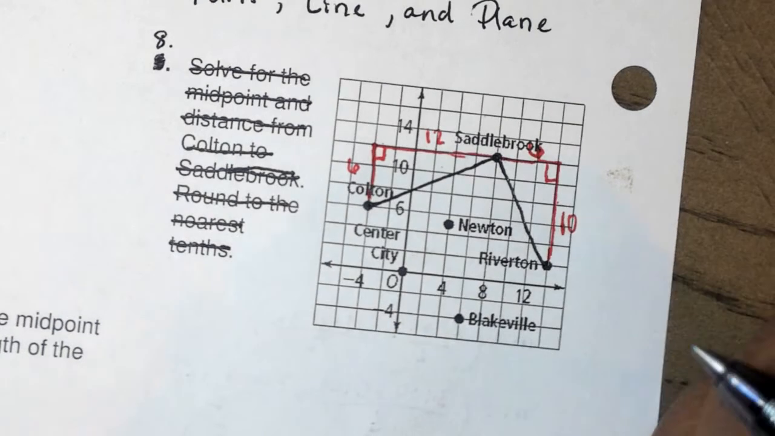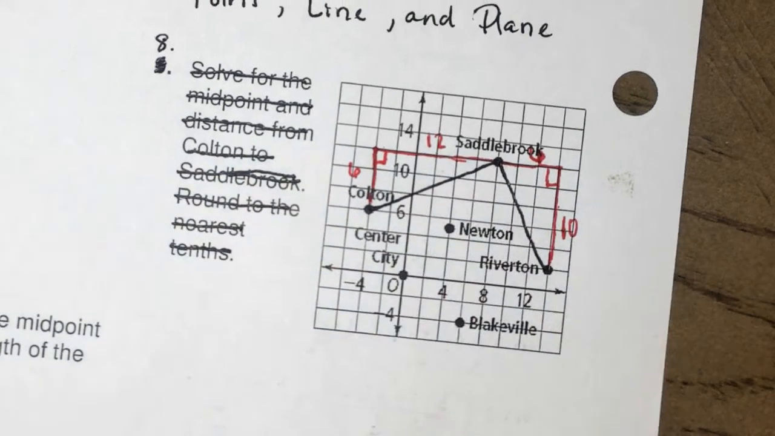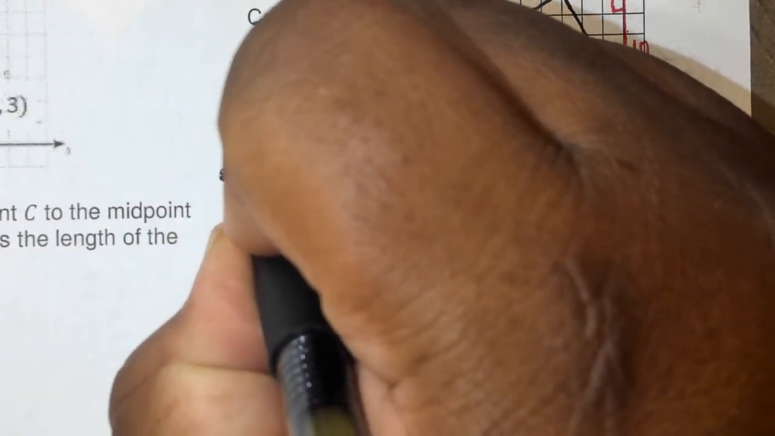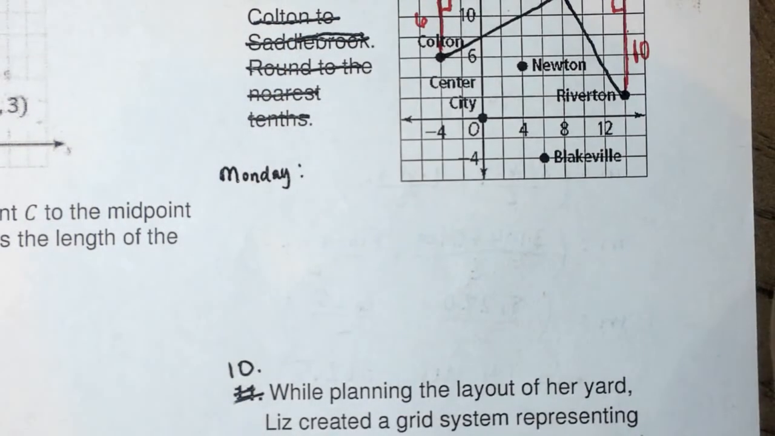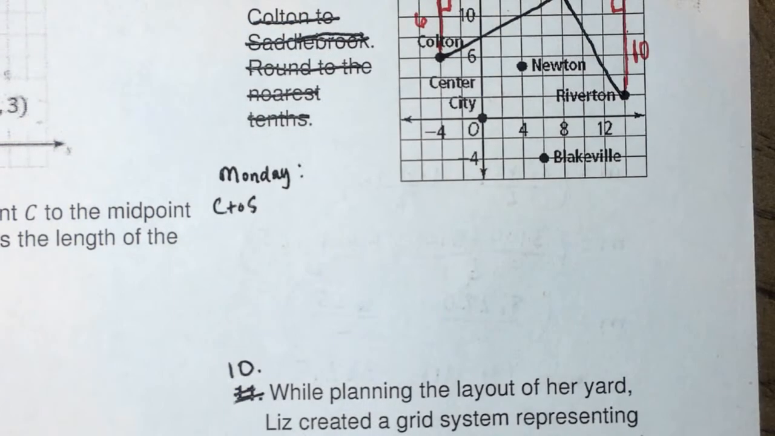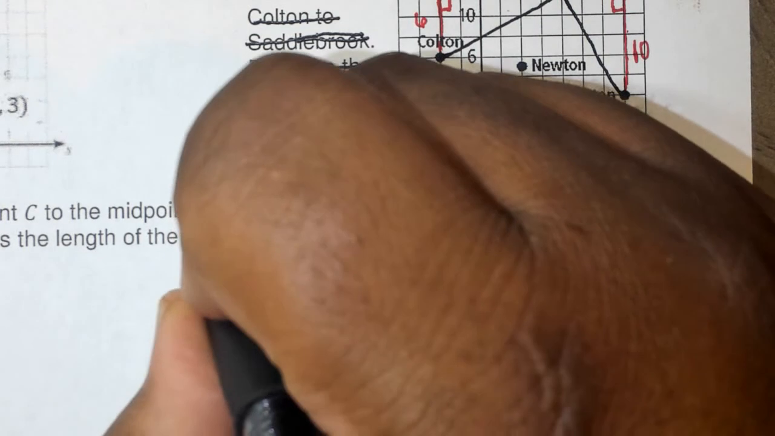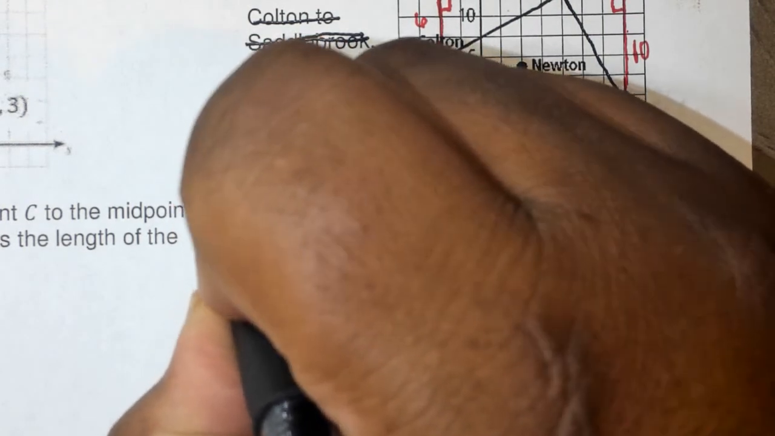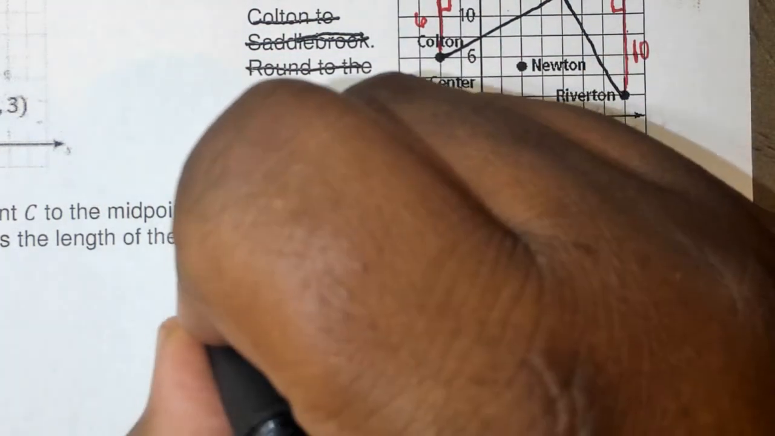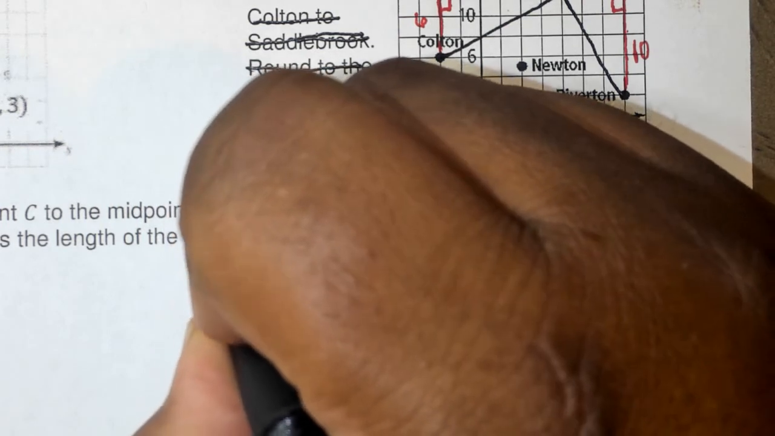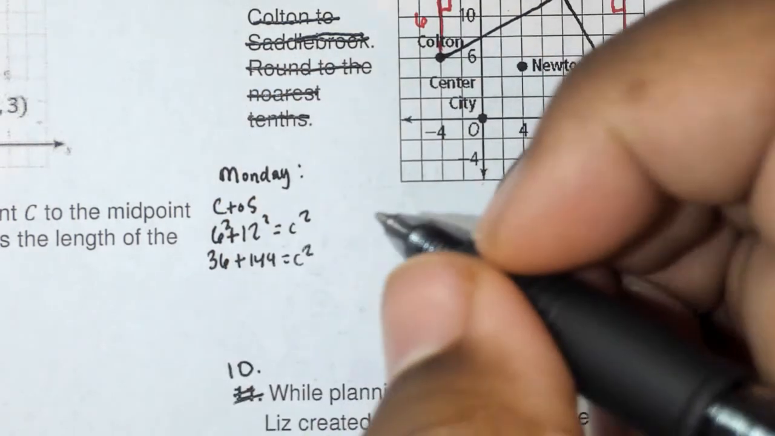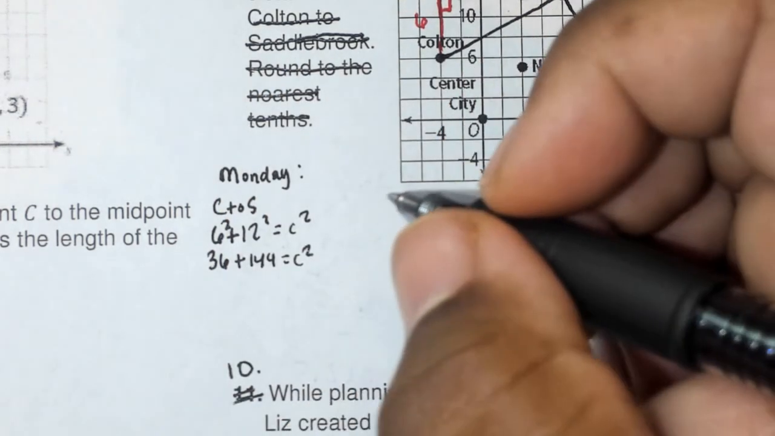Over here in this space, I'm a little limited, so I'm going to try to write a little smaller and start a little further up. So this is Monday that I'm doing right now, and he went Colton to Saddlebrook first. Colton to Saddlebrook is going to be 6 squared plus 12 squared equals c squared. 36 plus, what's 12 squared? 144 equals c squared. Need to add those together.